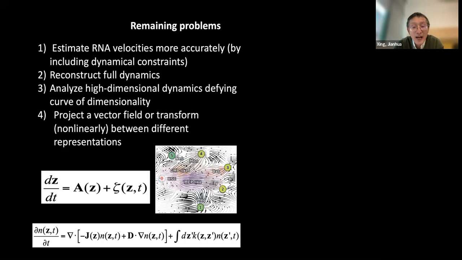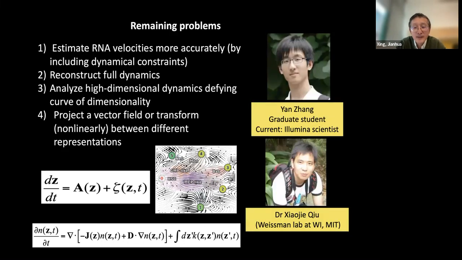And also, I haven't talked about what happens when we project a vector field to low dimension, or transform from one representation to another. How can you do this with a vector field, right? Okay, so this is work we're trying to write up. It's mainly done by my student Zhang, with some help from Xiaojie on the data analysis.